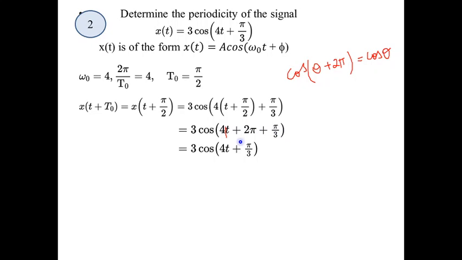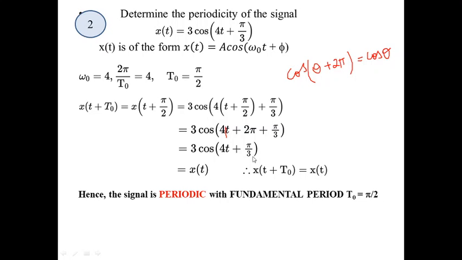So that theta plus 2 pi is nothing but 3 cos of 4t plus pi by 3, which is nothing but my actual signal x of t. So it is very much evident that x of t plus t naught is equal to x of t. Hence the signal is periodic with the fundamental period t naught equal to pi by 2.